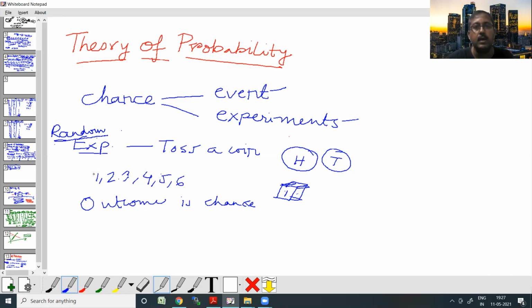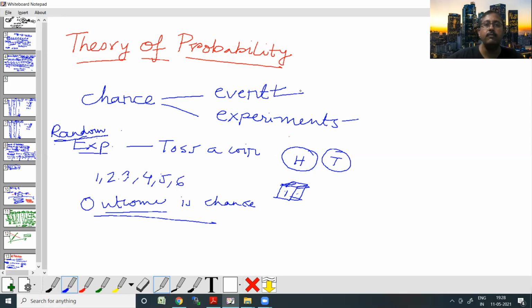Same, you can talk about the card and many other things, right? So multiple things. Then there is an outcome to that experiment. Each occurrence, whatever is the outcome, you can take that as the outcome of that experiment, and there are a series of experiments you may have.